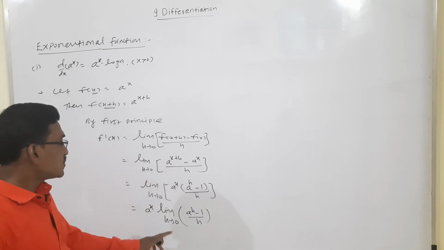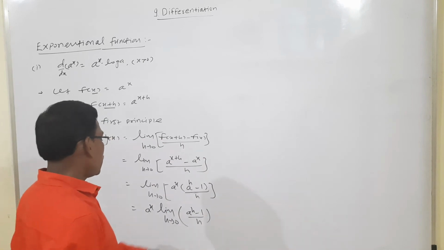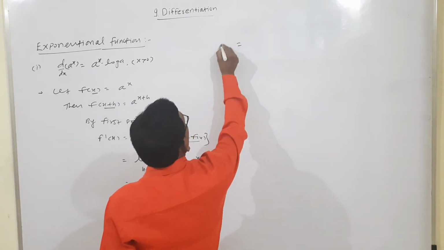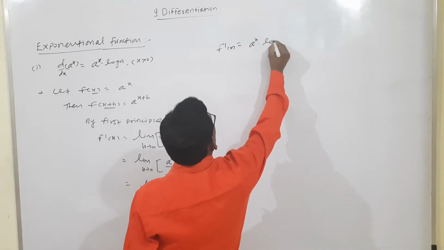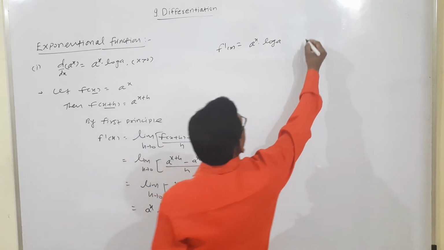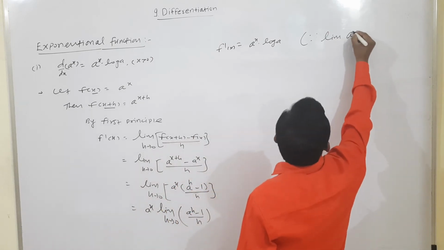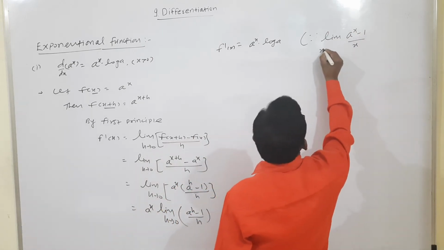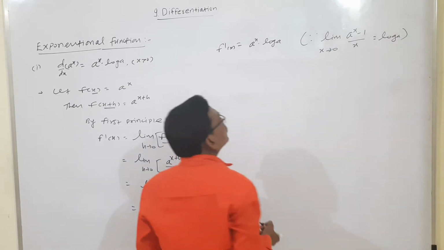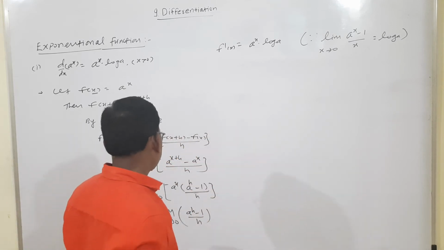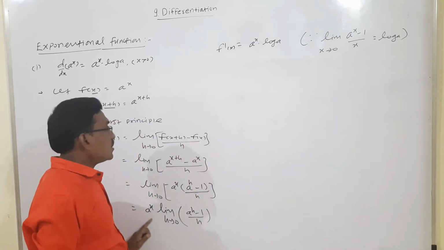And the value of this limit is log a. So therefore it is equal to a raised to x into log a, since the limit of a raised to x minus 1 upon x, as x tends to 0, is given by the log a formula for the limit. By using this formula, there is a change only in the variable: here it is x tends to 0, and here it is h, that's why.